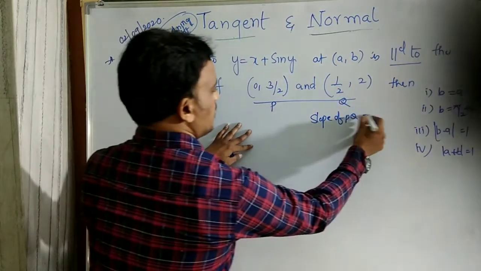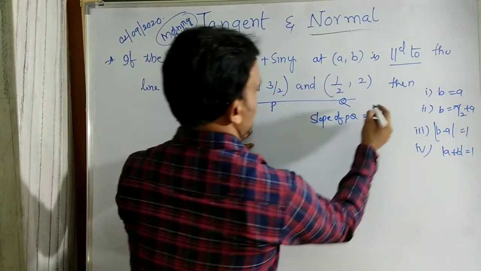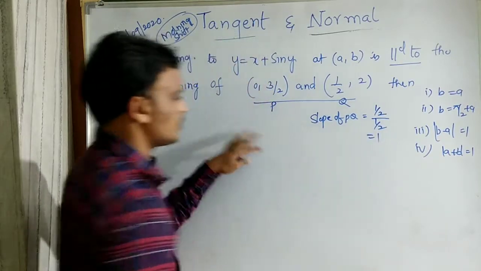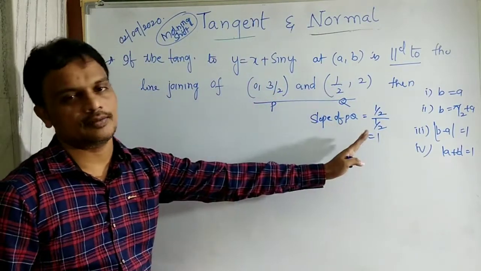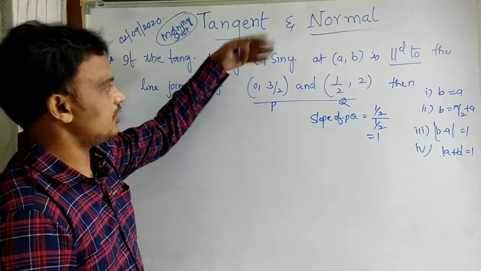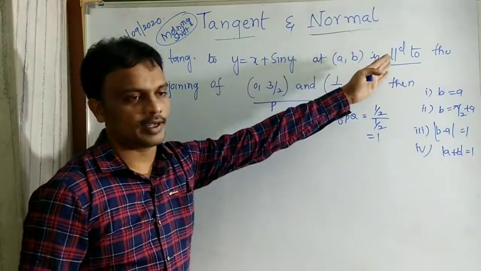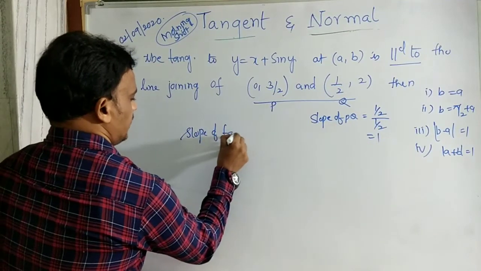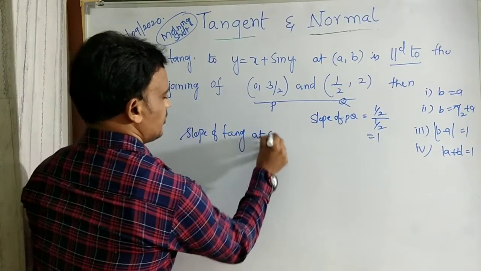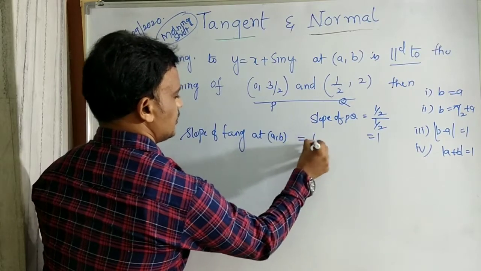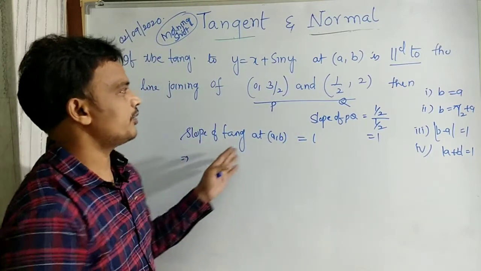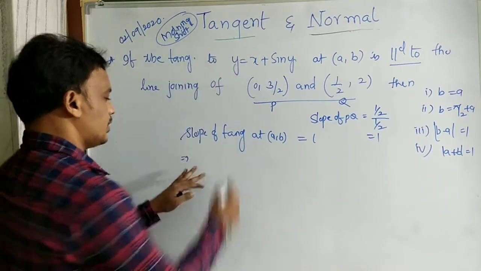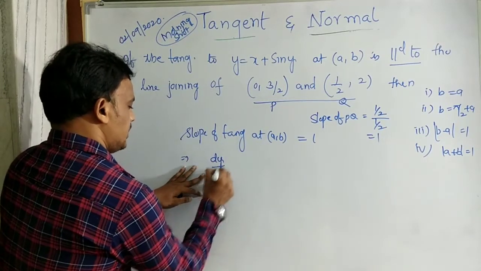The slope of PQ is (y2 minus y1) by (x2 minus x1), which is 1 by 2 by 1 by 2, which is 1. The slope of this line PQ is 1, and of course the slope of the tangent is also obviously equal to 1, because they are parallel. So the slope of the tangent at the given point (a, b) is also equal to 1. What is the slope of the tangent? It is nothing but dy by dx of this curve, which is dy by dx.